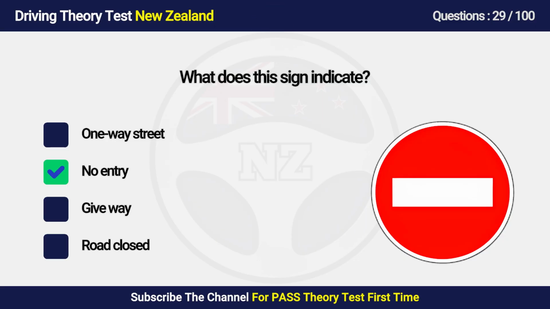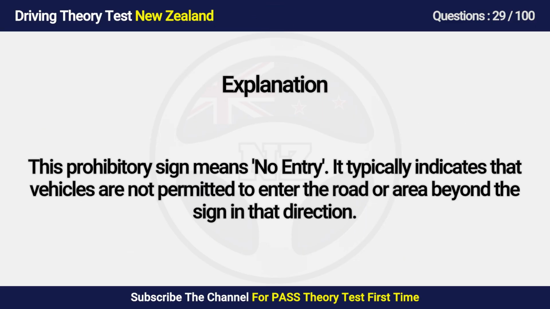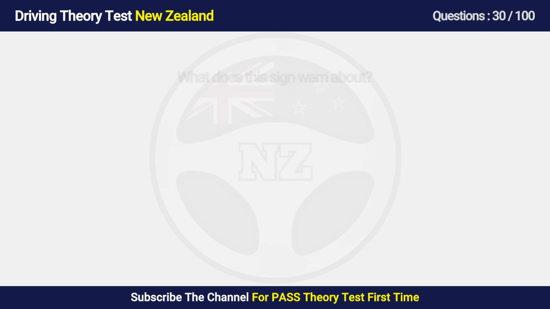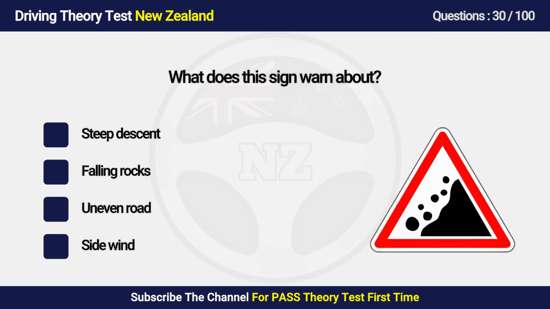Answer is B. No entry. This prohibitory sign means no entry. It typically indicates that vehicles are not permitted to enter the road or area beyond the sign in that direction. Question 30. What does this sign warn about? A. Steep descent. B. Falling rocks. C. Uneven road. D. Side wind.